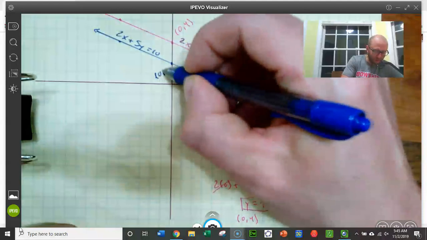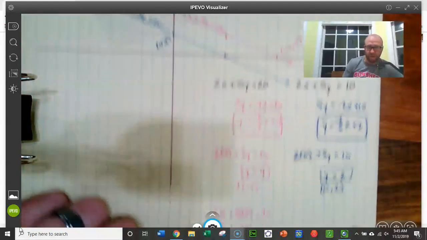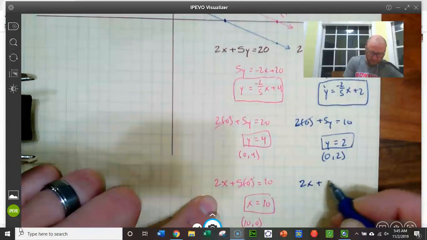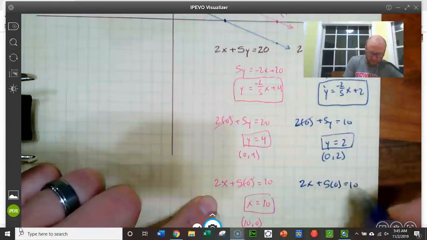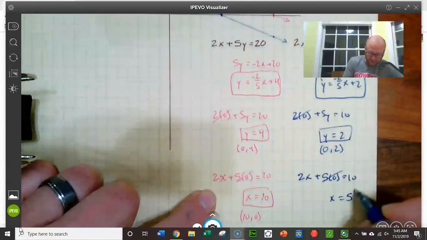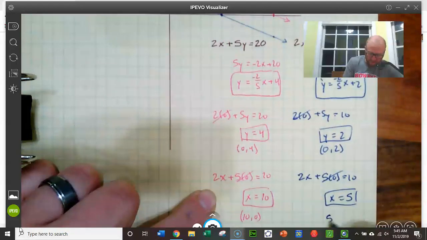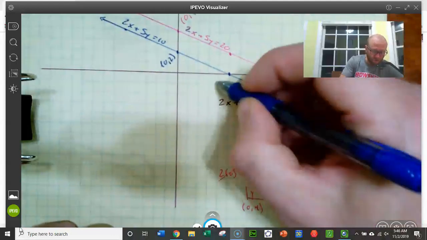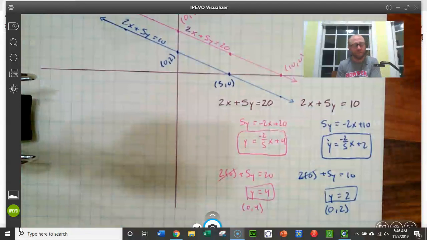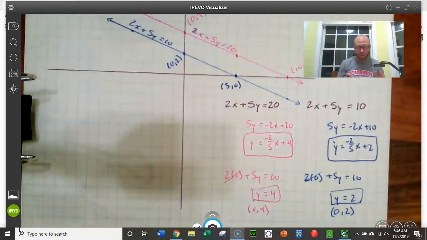So I got that point over here, 0, 2. And then I'll replace the y with a 0. 2x plus 5 times 0 equals 10. That eliminates that term completely. Divide by 2 on each side. Then x equals 5, which means that the point 5, 0 is on the line. And that point is 5, 0 right there. And again, I can just connect them with a straight line. I can use that to figure out what the slope is and draw some extra points. All right, so that's just how to graph those two lines so we can see what they are.